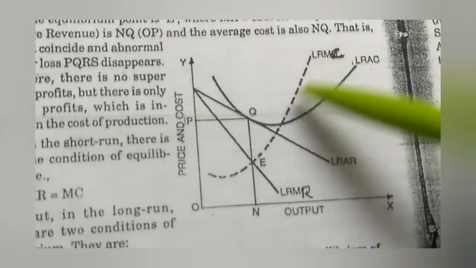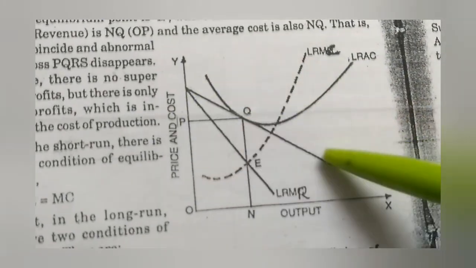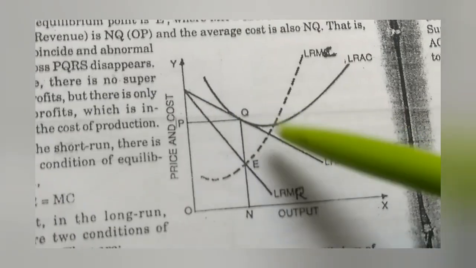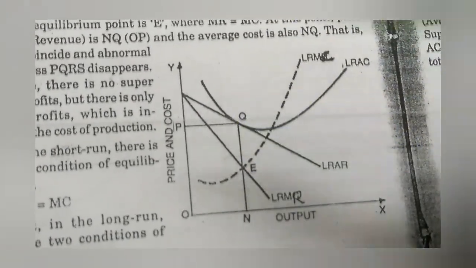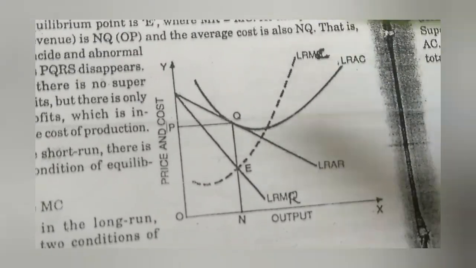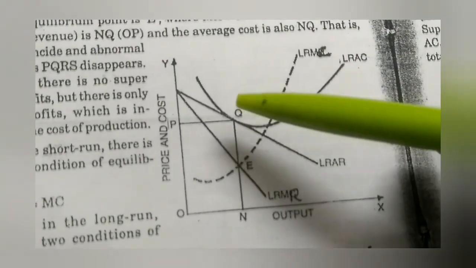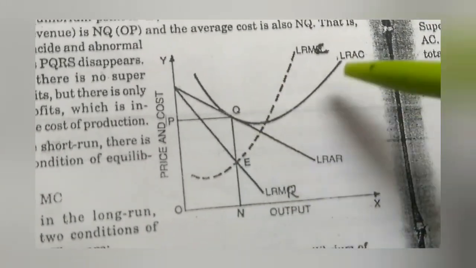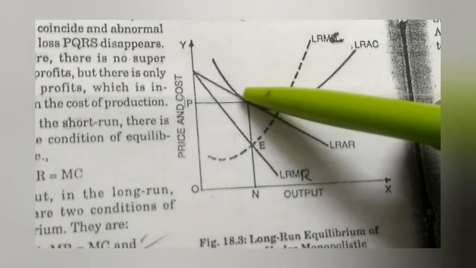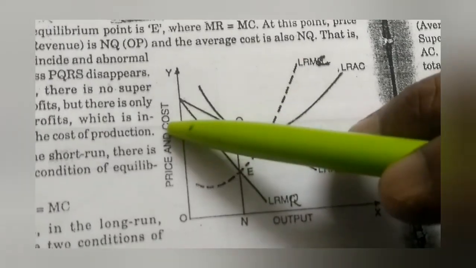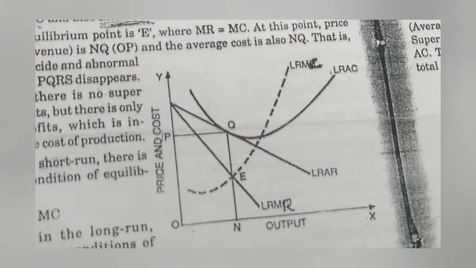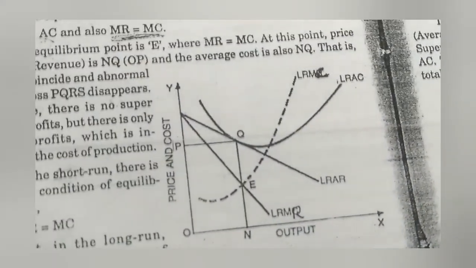So this is the average cost, and this is the average revenue. At point Q, average revenue and average cost are equal. So here there is no supernormal profit, only the normal profit. The condition is AC equals AR at this point. At the same time, MC equals MR at this point. Both are satisfied here. In the long run, the firm earns only the normal profit.